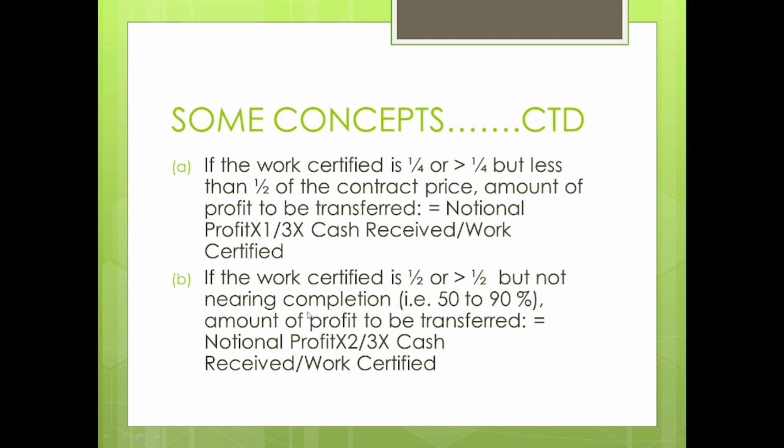But if the work certified is more than half but not nearing completion. Now you will ask, what is nearing completion? Generally we take it like this: if the work certified is between 50 to 90% of the contract price, then the amount of notional profit to be transferred is notional profit into 2/3. Earlier it was 1/3, but this time it is 2/3 into cash received by work certified.